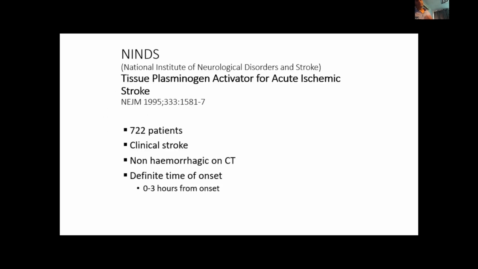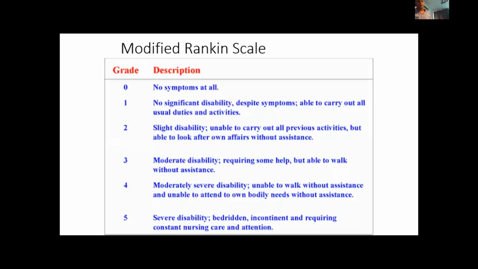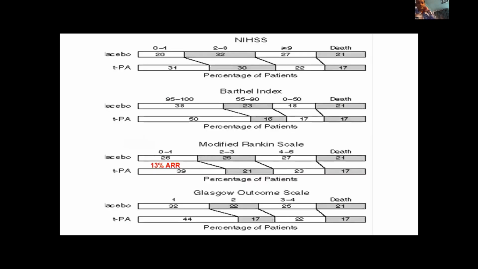I'm not sure how relevant this is, but I just thought I'd quickly run through some of the initial trials. This is old data, from 95. These are where TPA was shown to be useful. I'd get you to look at the modified Rankin score. So death, 4 to 5 is quite severe disability, 0 to 1 is basically fully independent. And so we found with TPA that there was certainly a tendency to an improved outcome, particularly a good outcome, so that's 0 to 1.